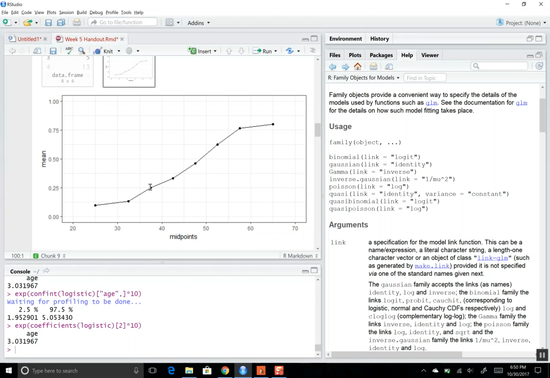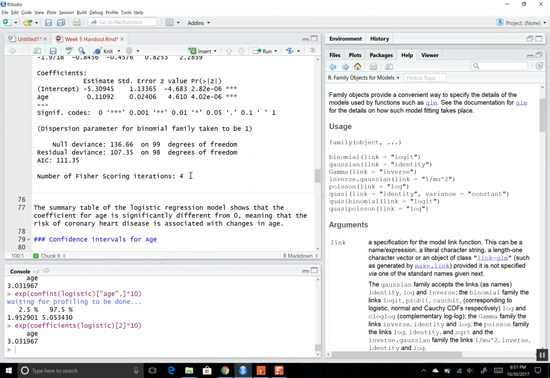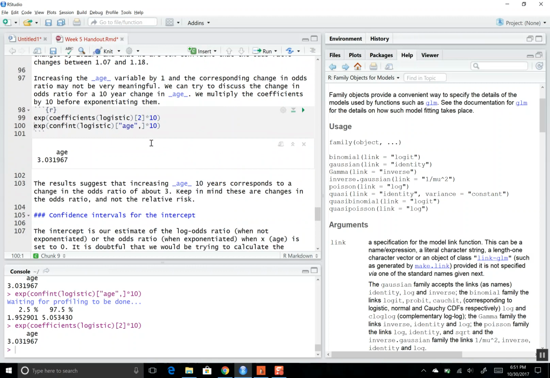So going from 0.25 would be 1-3 odds. At age 37 and a half, we're at 0.25. Going up a factor of 10, going up 10 years, would increase our odds ratio by about 3. And so 1-3 becomes 3-3, or 1-1, and that's what we see here. So we do see our estimate of the odds ratio does make sense.